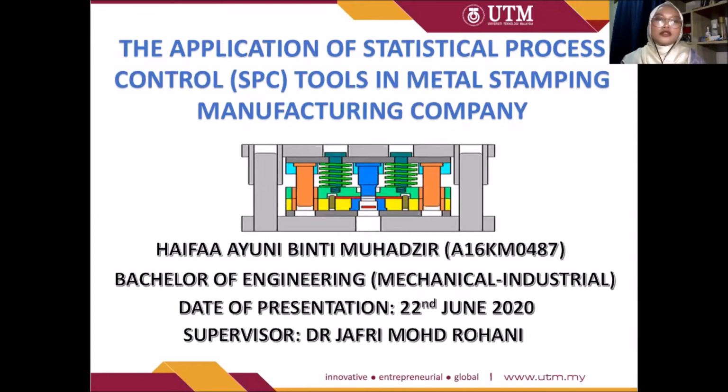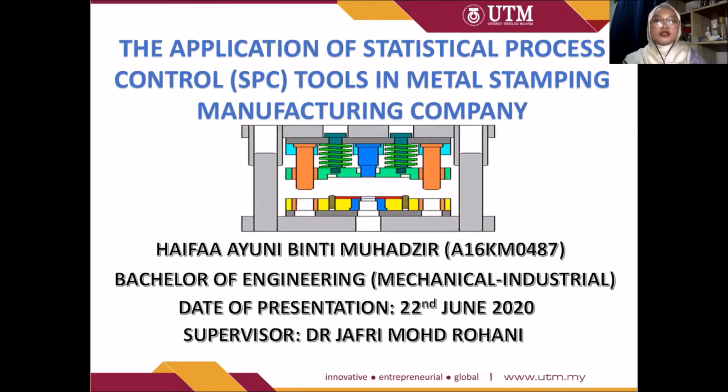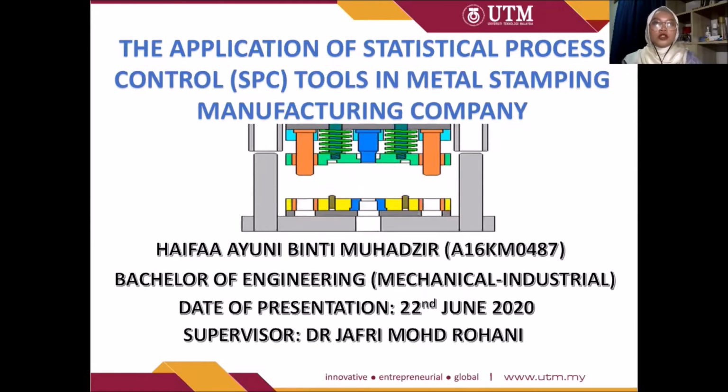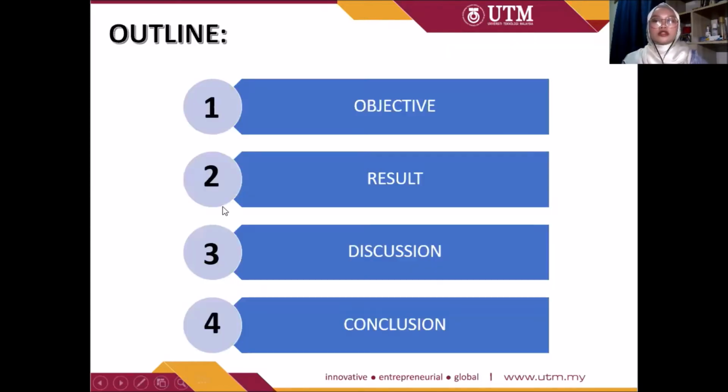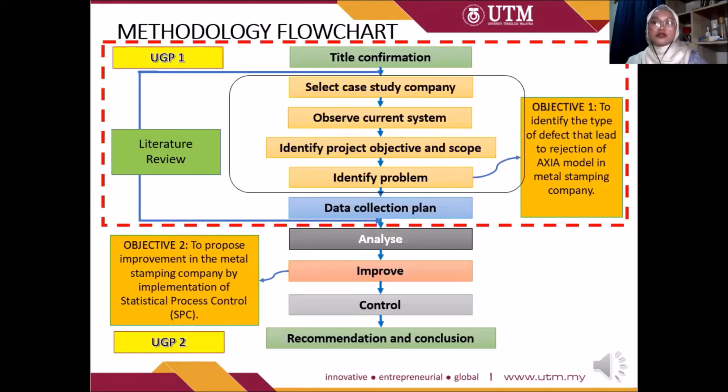Today, I would like to present my final thesis, which is the application of statistical process control tools in a metal stamping manufacturing company. The outline for today is objective, result and discussion, and the conclusion. The first objective is to identify the types of defect that lead to the rejection of the LJ model in the metal stamping company. The second objective is to propose improvement in the metal stamping company by implementation of statistical process control.